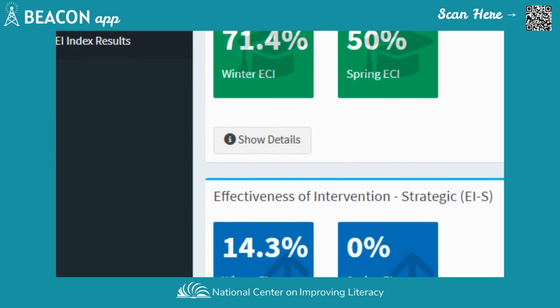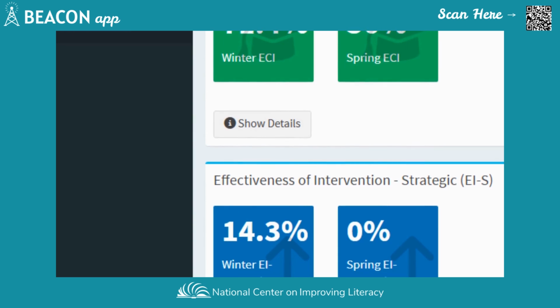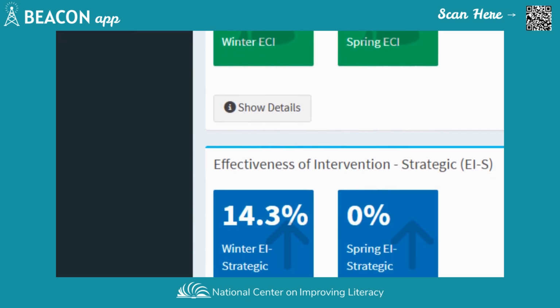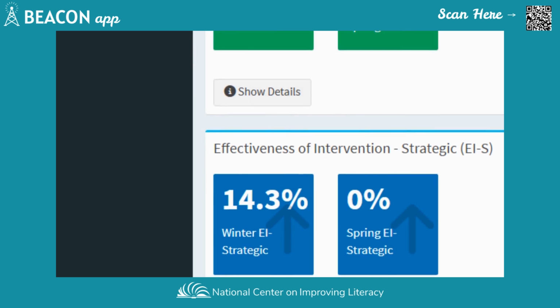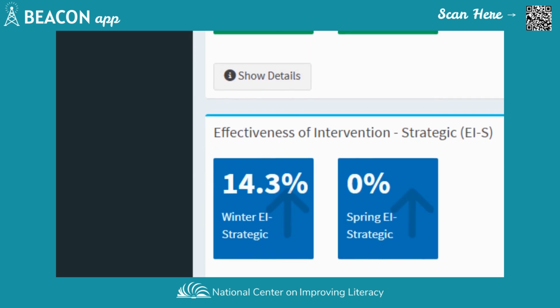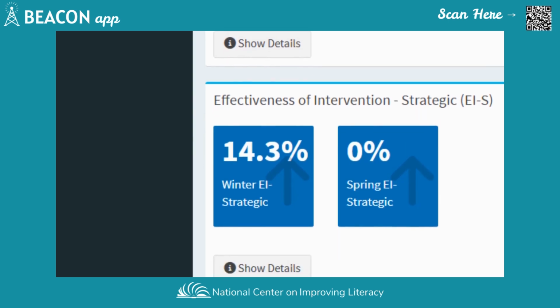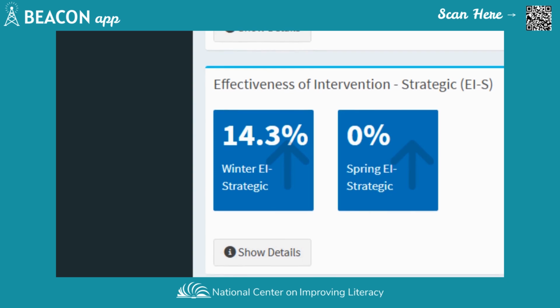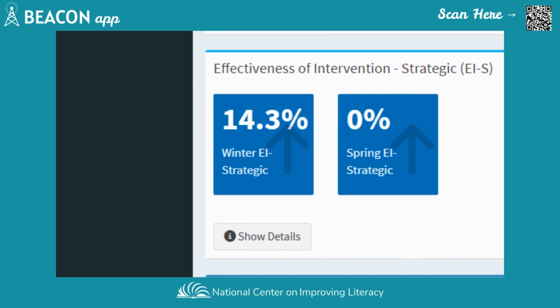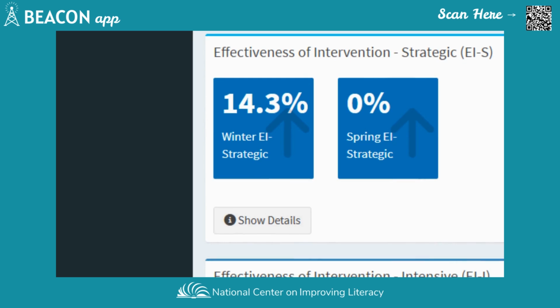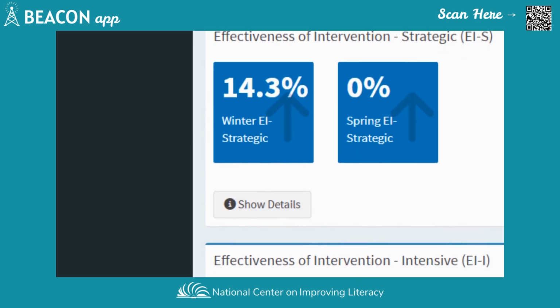It's important to note that you do not need fall, winter, and spring data to use the app. Beacon is designed for two changes between fall to winter or winter to spring. You are only required to enter the data for the two time points you are interested in tracking progress, but you can enter data for all three time points to get full winter and spring-based results.